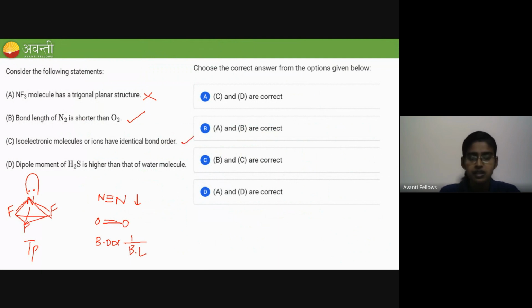And dipole moment of H2S is higher than that of water molecule. This is H2S and this is H2O. Oxygen is more electronegative than sulfur. So if an atom is more electronegative, obviously the molecule containing the electronegative atom will have the highest dipole moment value. Okay, but here the lowest electronegative atom is having the highest dipole moment value represented. So that is incorrect. So the correct options are B and C. Option C is the correct answer.